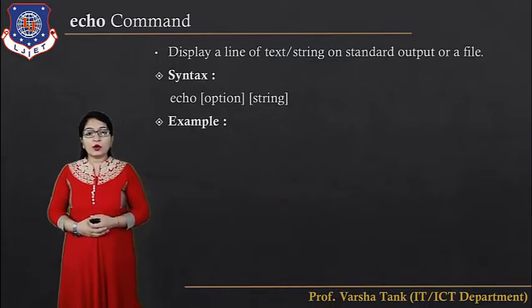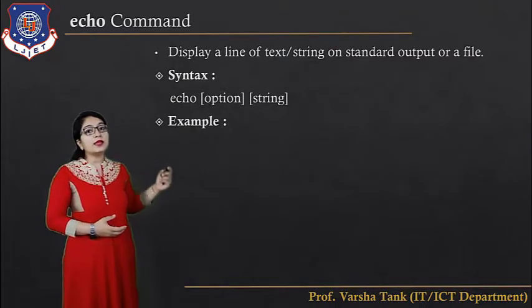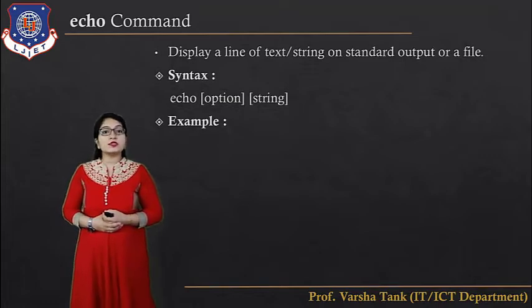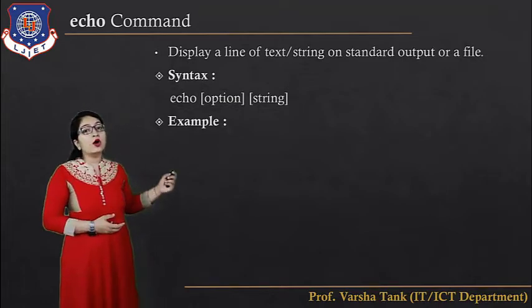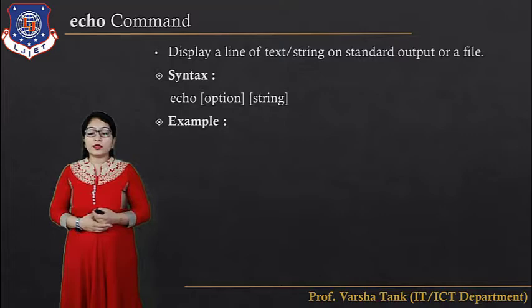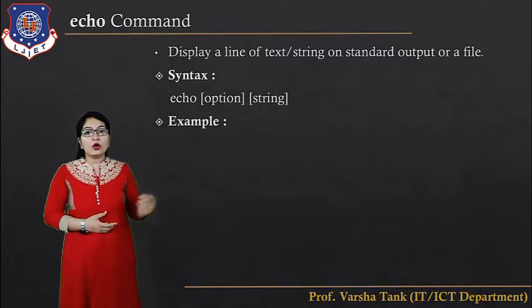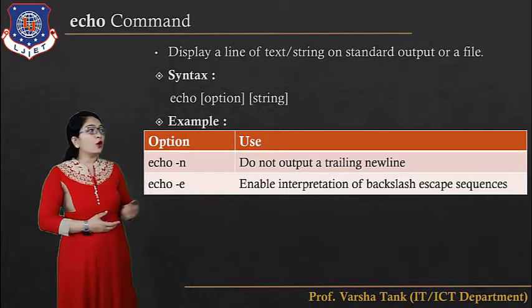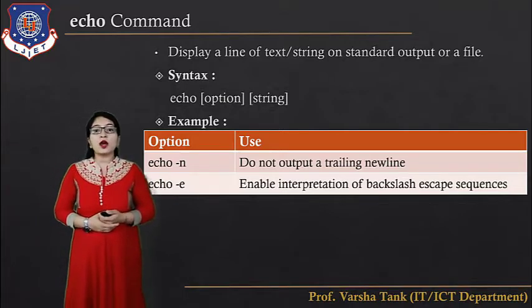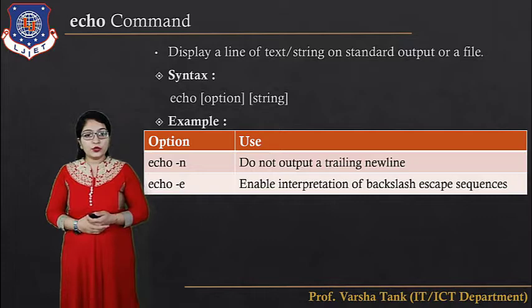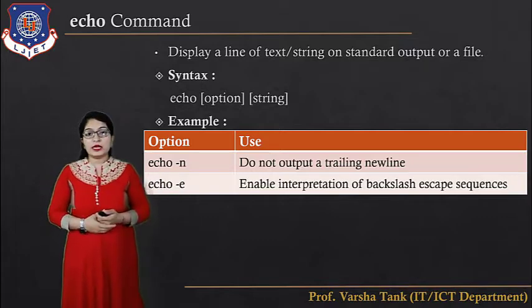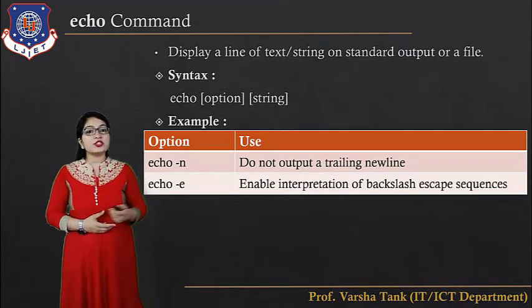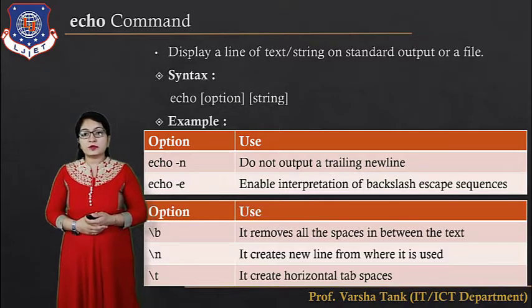Now next is the echo command. The echo command displays a line of text string on standard output or a file. The syntax here is echo, options and strings. For example, echo -n means do not output a trailing new line. Then echo -e enables the interpretation of backslash escape sequences.